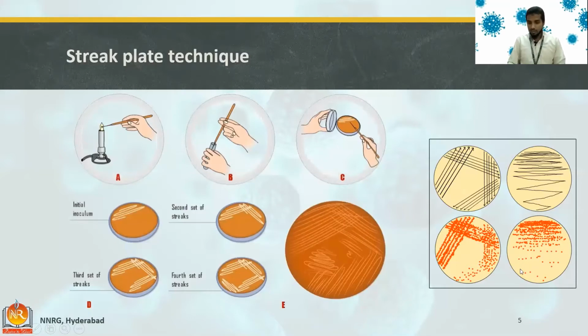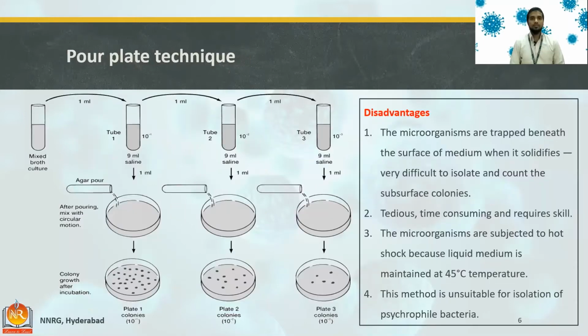And here we can also isolate them separately. Here the colonies are different, a bit far. There is a difference between the distance of two colonies. So based on that, we can also isolate them. This was the streak plate technique.